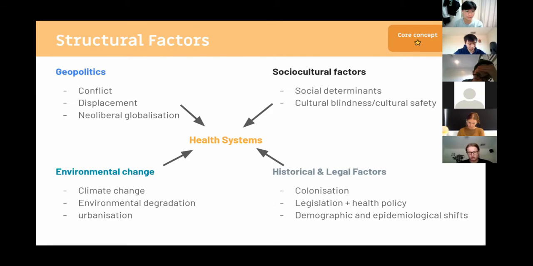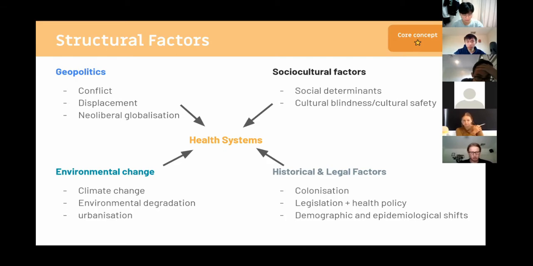Now, structural factors are on a bigger level. These include four main things that you'll be talking about in HKS. The first one is geopolitics. As the name suggests, this has to do with geography and politics. For example, whole countries in conflict, or people displaced because of a war, or neoliberal globalization, which you will also talk about.